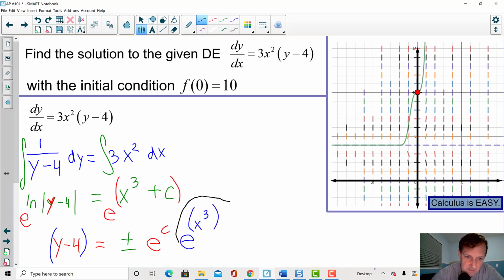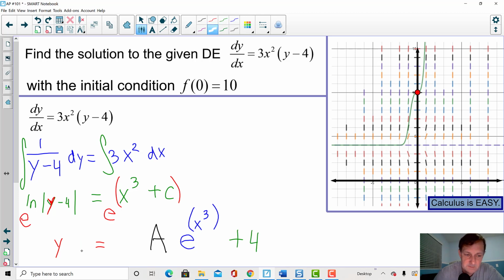Now I move the e to the x to the third over because this entire piece right now is just a constant, and I'm just going to call it capital A. So I'm going to erase this and put capital A. There we go, and that capital A is just some constant. You can see the left side still has a minus 4, so if I add 4 to both sides, I'm basically done. I have solved for y.